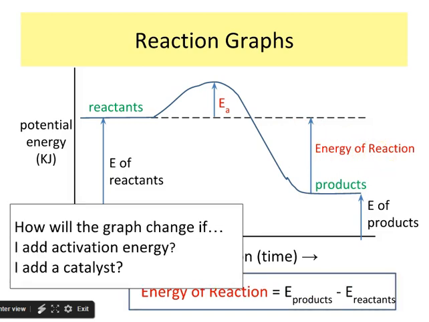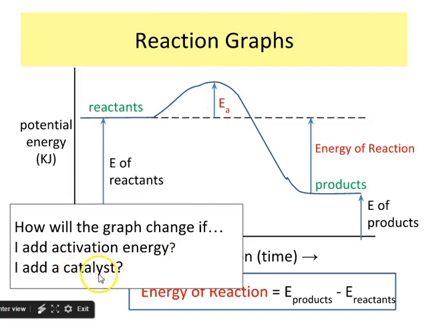Now, how will the graph change if we add activation energy? This means that the activation energy would be higher, so we would require more energy to get up to a higher peak, and then the reaction would go forward. It would not affect the energy of the products, and it wouldn't affect the energy of the reactants. It would only affect the energy of the activation.